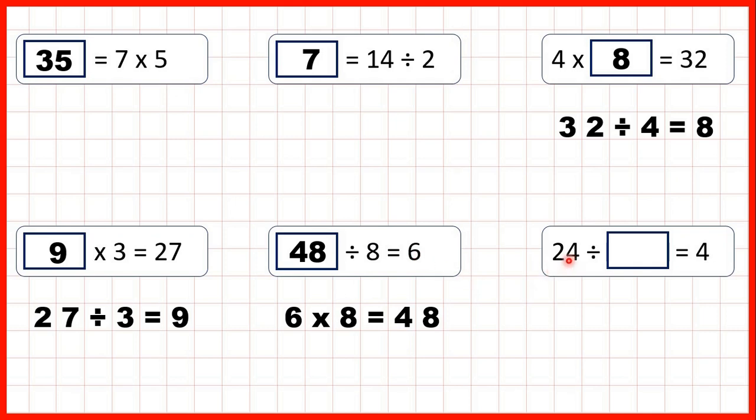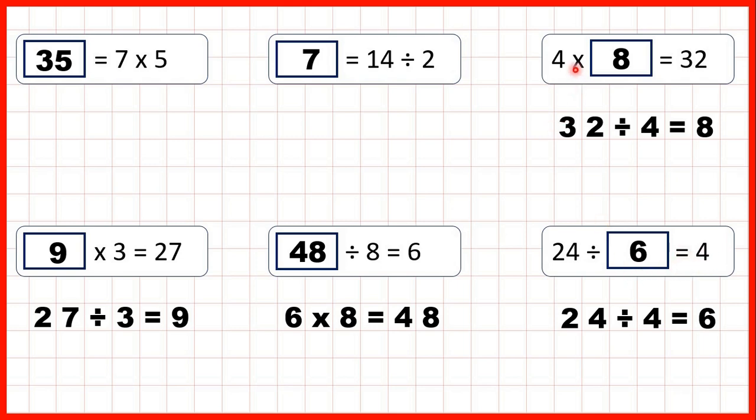And finally, 24 divided by something equals 4. Well, here it's the second number or the divisor that's missing. And if the divisor is missing, we still use division to find our missing number. We can work out 24 divided by 4. That's 6 because 6 times 4 is 24, so our missing number is 6. 24 divided by 6 equals 4.